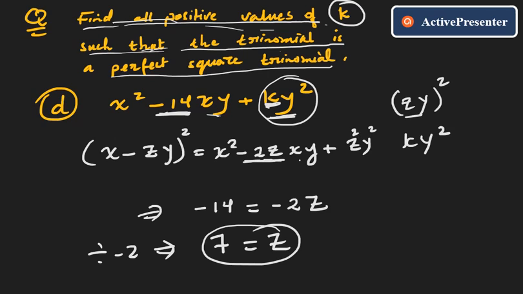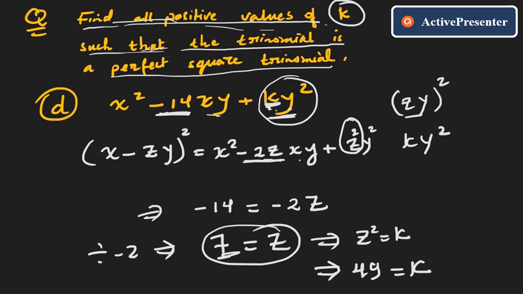You see here ky squared and here z squared y squared. This means that z squared is equal to k. Now take z, since z is 7, square it. It should be 49 equals k. Then k we got as 49.